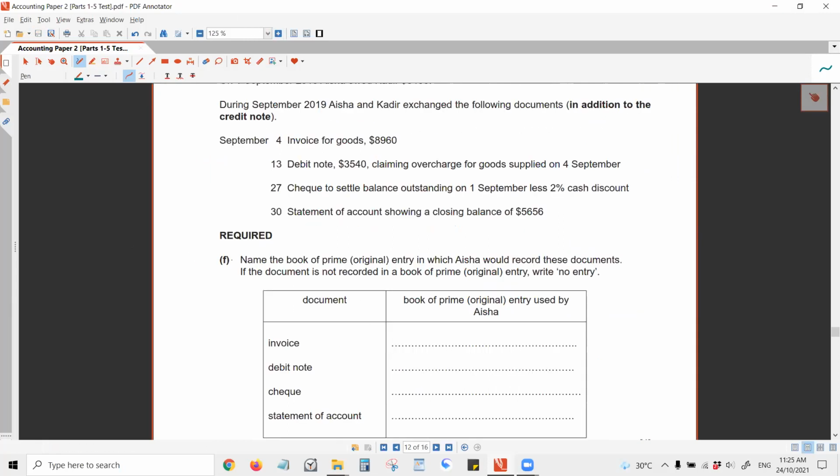Question F. Name the book of prime entry in which Aisha would record these documents. You must remember the name of every book of prime entry. If you don't remember all the names, that means you don't have options from your brain. You cannot choose from the 7 books of prime entry, so you have to remember all the 7 names. If the document is not recorded, you write no entry. That means if you don't have to record a document, then you write no entry.